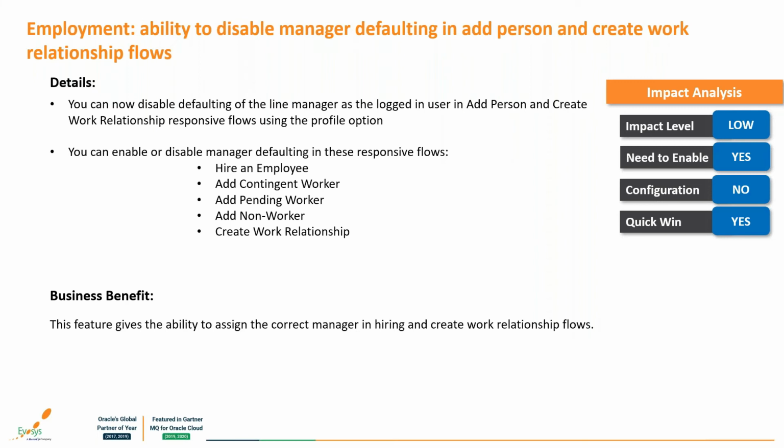Employment ability to disable manager defaulting in add person and create work relationship flows. We could not disable defaulting to a line manager. What used to happen is that a line manager is defaulted based on the employee who is logged in and creating. So sometimes the wrong managers are selected. Now we can enable and disable manager defaulting in this responsive flow.